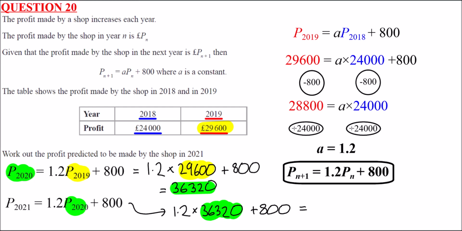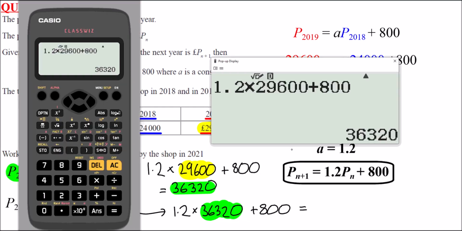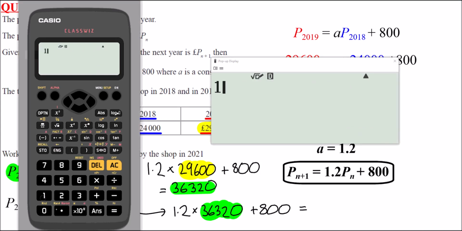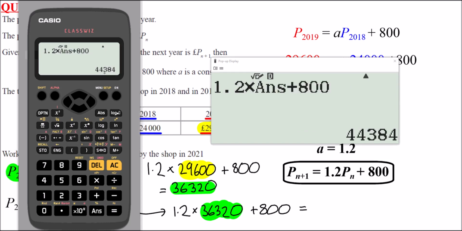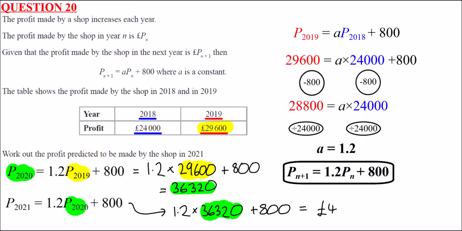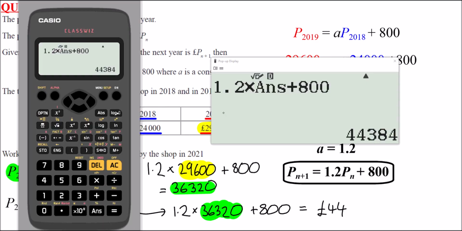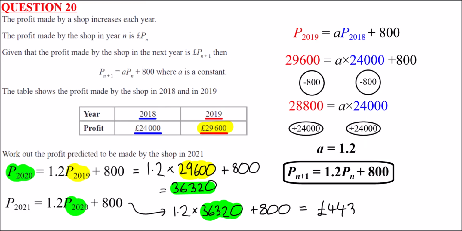Because that value of 36,320 is already stored, I can now just do 1.2 multiplied by that answer plus another 800, and that gives me a total of £44,384. The question doesn't say to round off to any particular value, so just leave it as it is, exactly 44,384. And that's all we need to do. Let's now have a look at the next one, question 21.